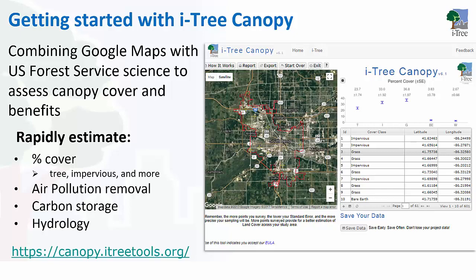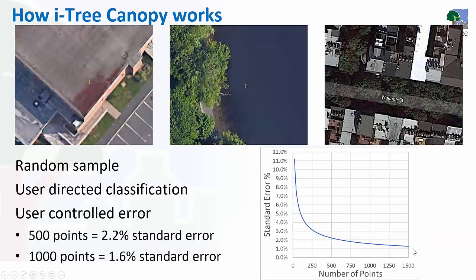So how exactly does iTree Canopy work? The basics of it are that it is using that Google Earth imagery and it's taking a random sample of that. So what we have here across the top is showing 3 of those random sample points. And the way this works is it doesn't do anything automatically. It doesn't know what it's seeing in the image. So it relies on you, the user, to classify each one of these points.